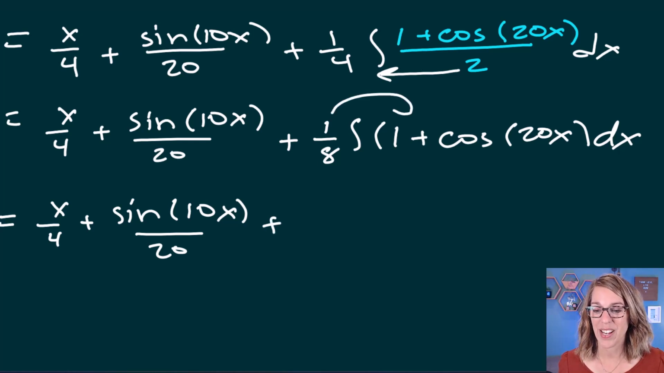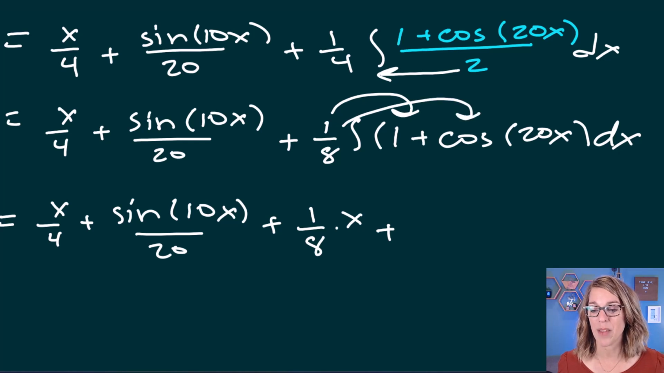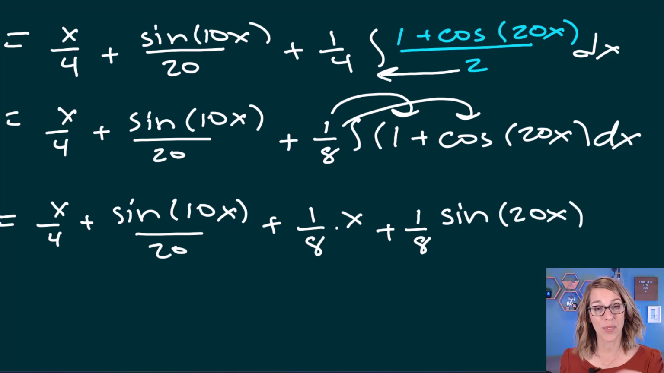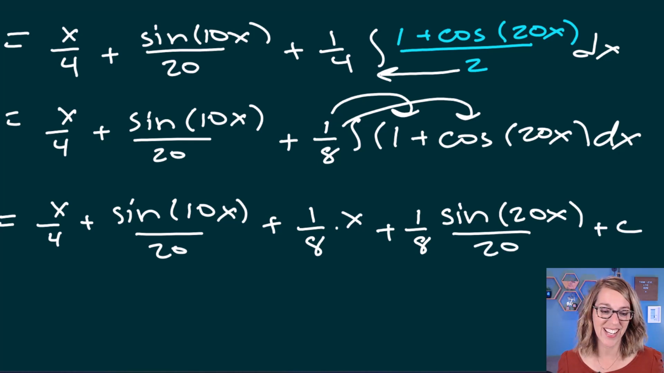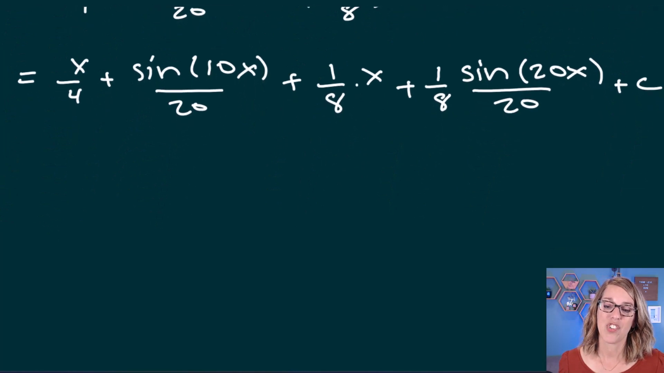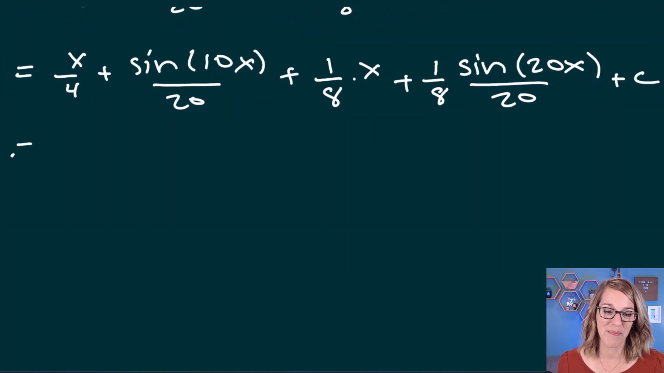I've got 1/8, and I'm going to take the integral of 1. The integral of 1 is x. So I have plus 1/8 times x, plus, I'm going to do 1/8 times the integral of cosine, so plus 1/8. The antiderivative of cosine is sine, so I get a sine of 20x. And because I've got that multiplier of 20, I'm going to divide by that 20. I'll throw this plus C in there. Oh my gosh, I am just about there. And here comes our answer.